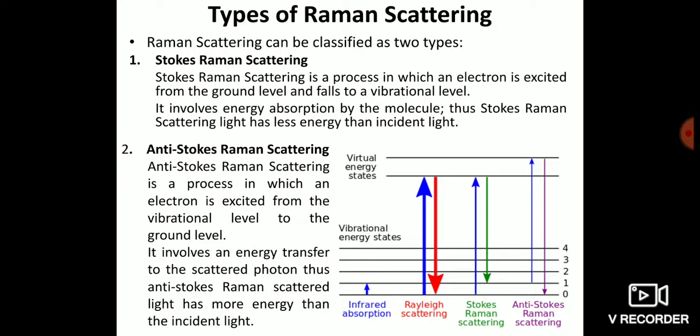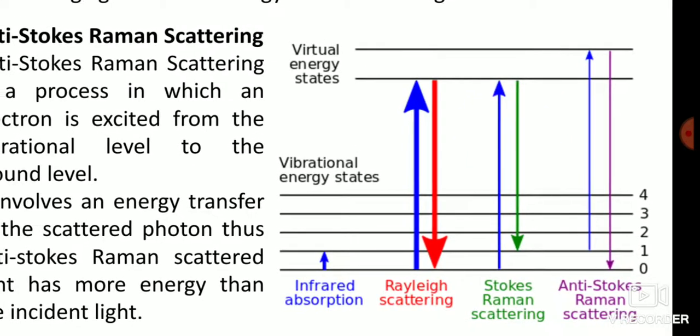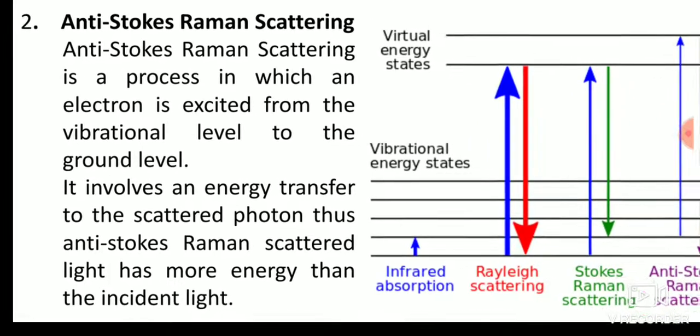Types of Raman scattering. Scattering may be classified into two types. First is Stokes-Raman scattering. Let us know what this Stokes-Raman scattering is. Stokes-Raman scattering is a process in which an electron is excited from the ground level and falls to a vibrational level. Right? So first of all, let us consider Rayleigh scattering.